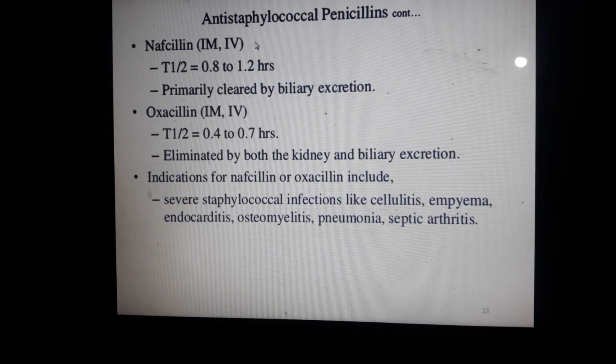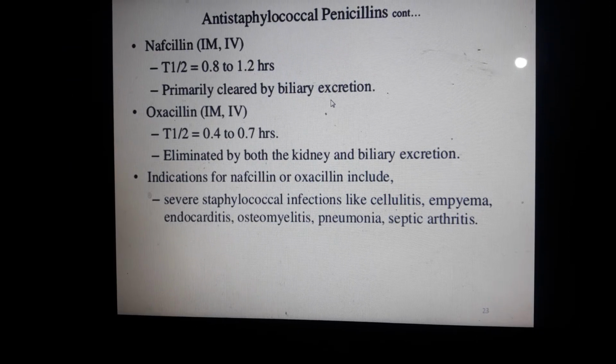So anti-staphylococcal penicillins: you have nafcillin, IM, intramuscular, and IV. The T half-life, as a recall class, is the time in which the amount of a drug is already one half of its original concentration. Meaning, the amount or concentration of the drug at that specific time is already half of its original concentration or dosage. The T half-life is 0.8 to 1.2 hours, meaning within 1.2 hours almost half of the nafcillin concentration remains. Okay, primarily cleared by biliary excretion.